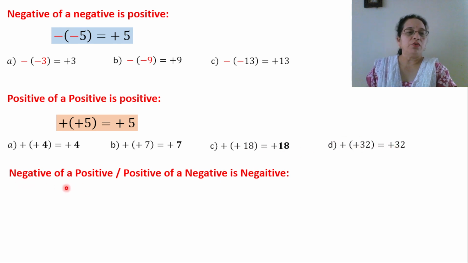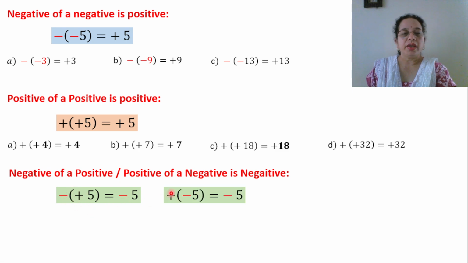Next one is negative of a positive or positive of a negative is negative. What does it mean? If any one sign is negative, the answer will be negative. Any one sign is negative either inside the bracket or outside the bracket. If any one sign is negative, answer will be negative.